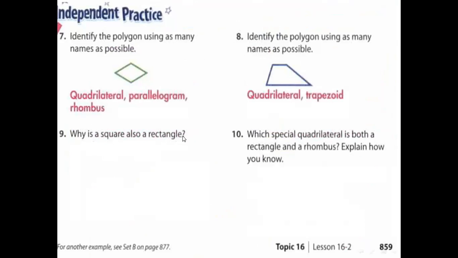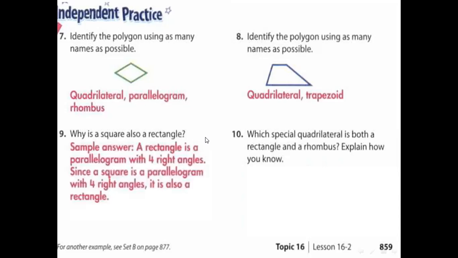Question number 9, why is the square also a rectangle? As I said before, the rectangle and the square have the same properties in one point: each one of these shapes has four right angles. So a rectangle is a parallelogram with four right angles. Since a square is also a parallelogram with four right angles, it's also a rectangle.